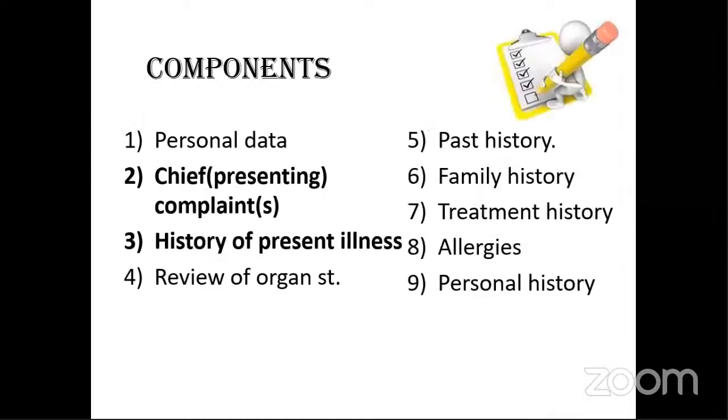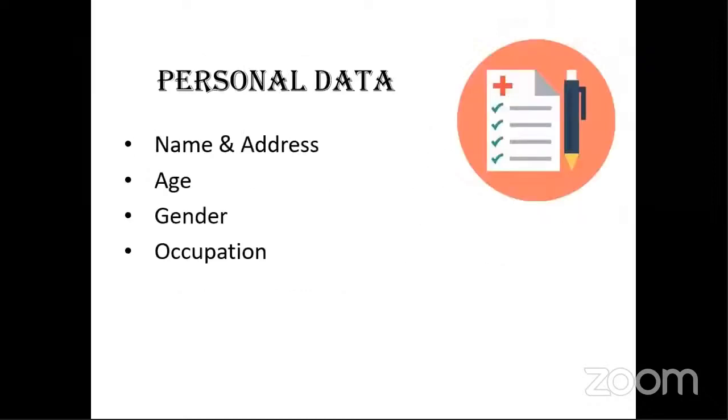So what are the components? Among these, the chief presenting complaint and the history of presenting illness are the most important components of history taking. Coming to the personal data, this is the first factor you have to mention in your case sheet. The name and address are very important for identification of the patient as well as for research purposes.